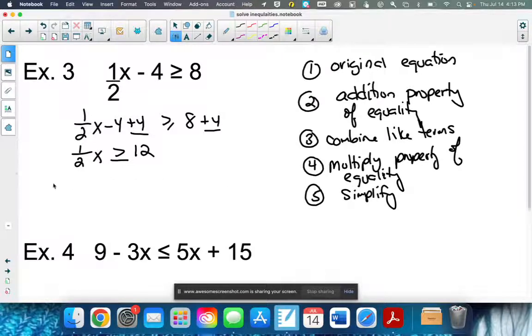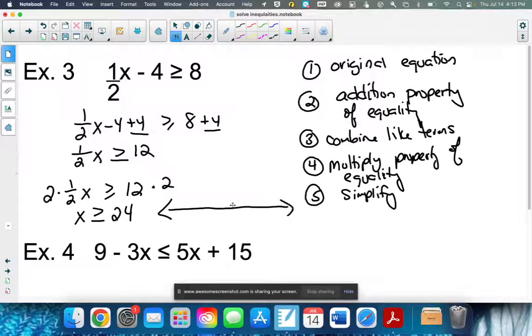Okay, so I'm going to multiply by 2 on both sides. And what I'm going to get is that x, because 2 times 1/2 is 1, is greater than or equal to 24, 12 times 2. Again, going to graph it, put 24 in the middle, 25, 26, 23, 22. Again, you do not have to start your number line at 0.